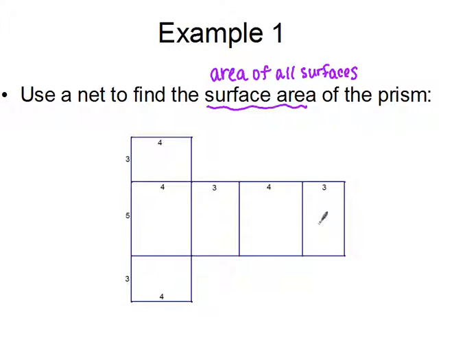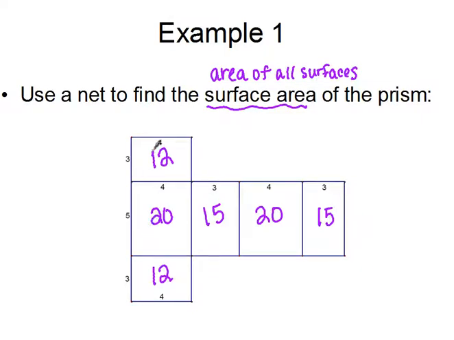It's like covering something with a piece of wrapping paper. You just need to know how much wrapping paper to do. So like this section right here, its area is 12. This section's 20. This section's 12. This section's 15. This section's 20. That section's 15. All of those areas, we use a formula from chapter 10 for area of a rectangle.